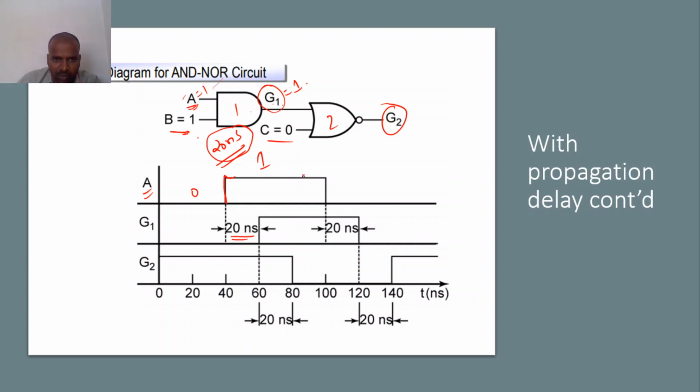So the A value 1 still continues up to this place. After this place it is changed into 0. Now A is changed into 0, which means the G1 value should be 0. But at this moment it will not change because G1 has a 20 nanoseconds time delay. So after 20 nanoseconds from this point, only then is it going to change into 0.